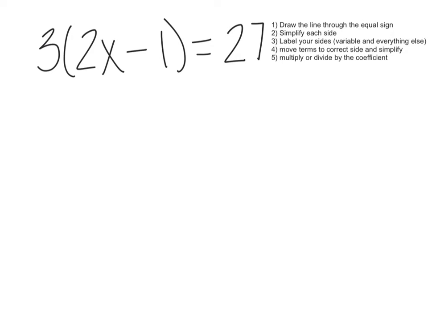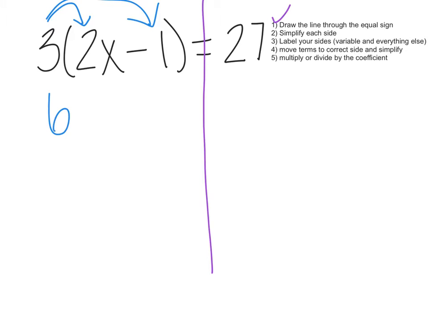So the first thing I'm going to do is draw my line through the equal sign. My problem says 3 times (2x minus 1) equals 27. Step 2 says I need to simplify each side, which in this case, if I look at my left side, I have parentheses, and anytime I see parentheses, I need to distribute. So I need to multiply 3 and 2x and 3 and negative 1. So 3 times 2x is 6x. 3 times negative 1 is negative 3. And that is now equal to 27. I can't combine the 6x and the minus 3 because the 6 has x, the minus 3 doesn't. So I am done with step 2.